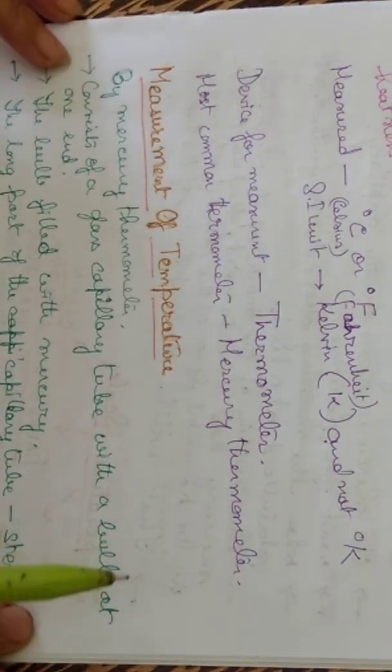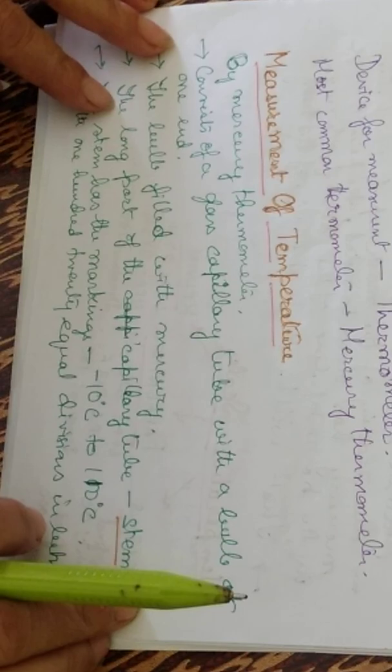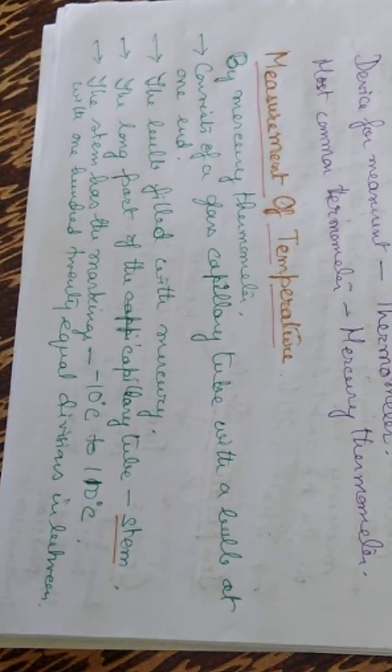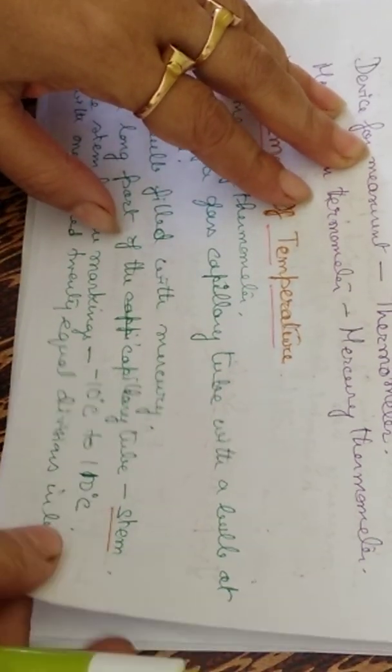Now, how to measure a temperature by a mercury thermometer? The mercury thermometer consists of a glass capillary tube with a bulb at one end, and the bulb is filled with mercury. The long part of the capillary tube is known as the stem. The stem has markings from minus 10 degrees to 110 degrees centigrade, with 120 equal divisions in between.